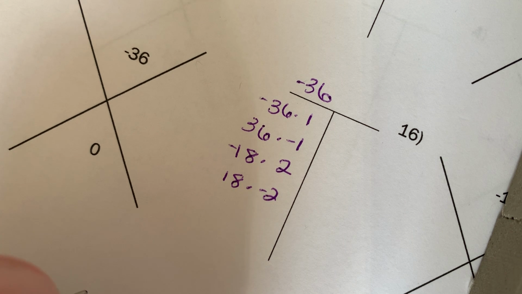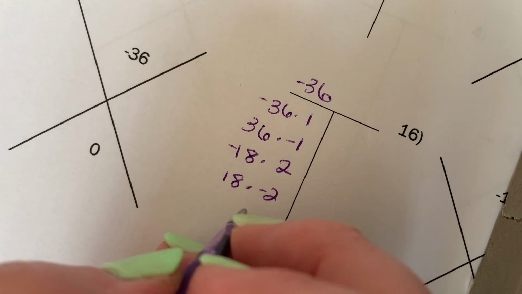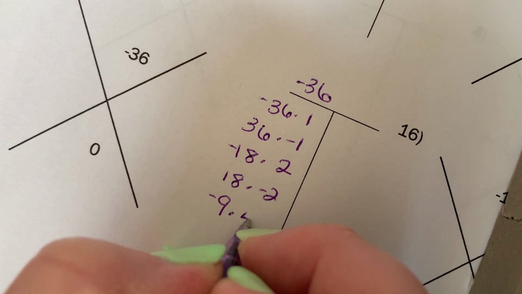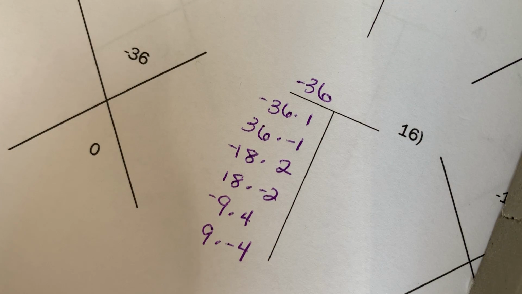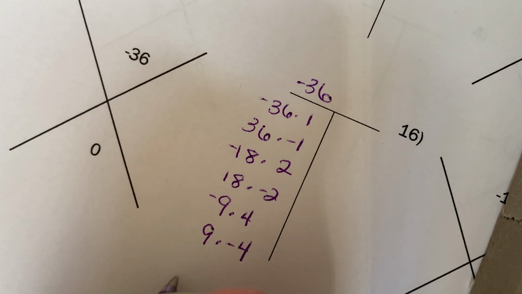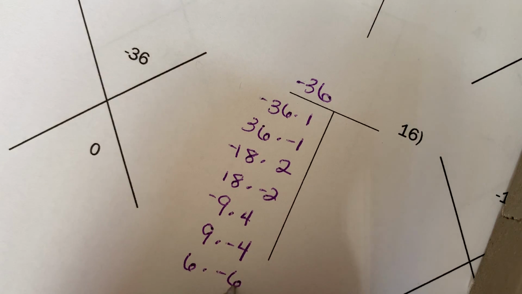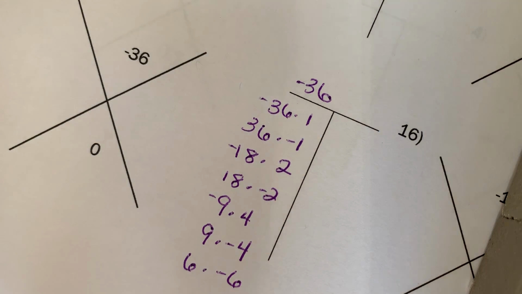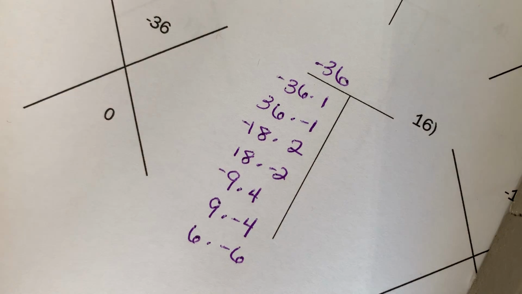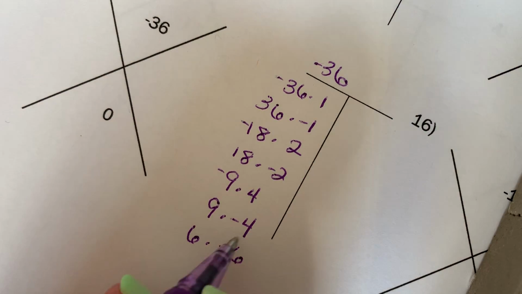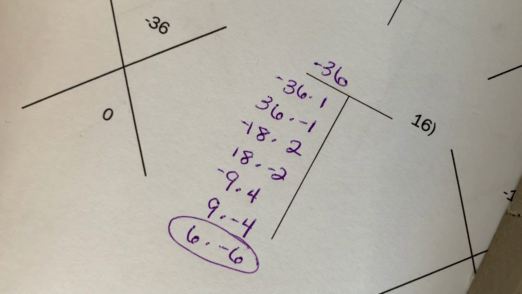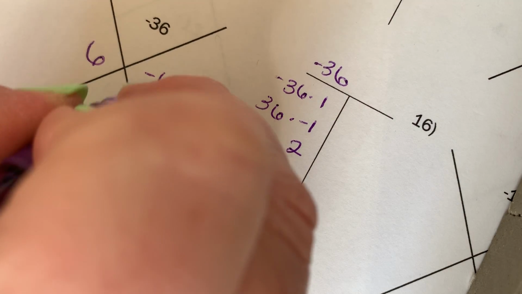We could have negative 9 times 4, or positive 9 times negative 4. We could have positive 6 and negative 6. I'm not going to switch that around because it's basically going to be the same thing. Now we want to see which one adds to 0. The only obvious answer is going to be 6 and negative 6. So your answers are going to be 6 and negative 6.